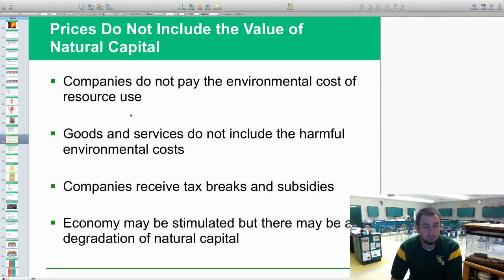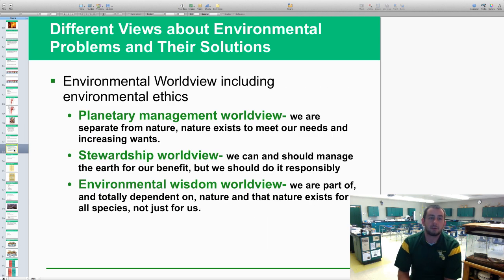Companies receive tax breaks and subsidies in order to provide some of their goods and services. So that's just kind of hurting the environment even more. They're more of a cause. An economy may be stimulated, but there may be degradation of natural capital, which is the problem, which is why we're talking about environmental science. So some people take different views about environmental problems and their solutions, going back to the social capital of it all, the human influence there.